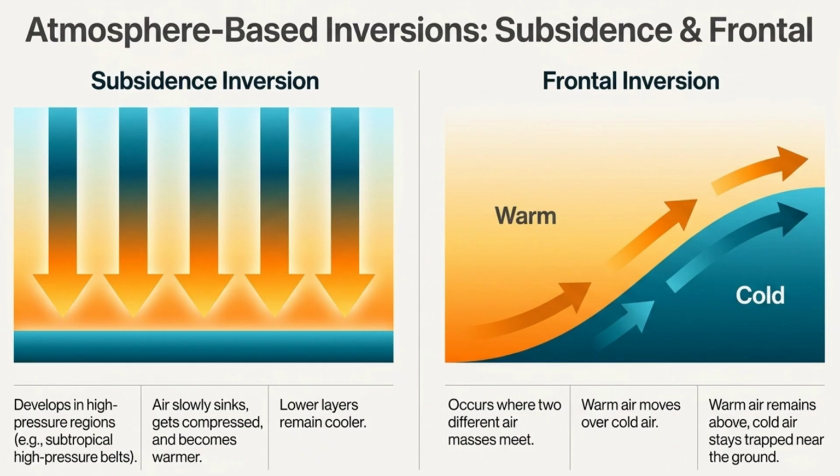The fourth type of inversion is frontal inversion. This happens when two different air masses meet. Warm air is lighter, so it moves over the colder and heavier air. The cold air remains close to the ground while the warm air stays above it. These also create temperature inversion. Although these two types are less common than radiation inversion, they are important in weather studies because they can influence cloud formation, fog, and pollution.